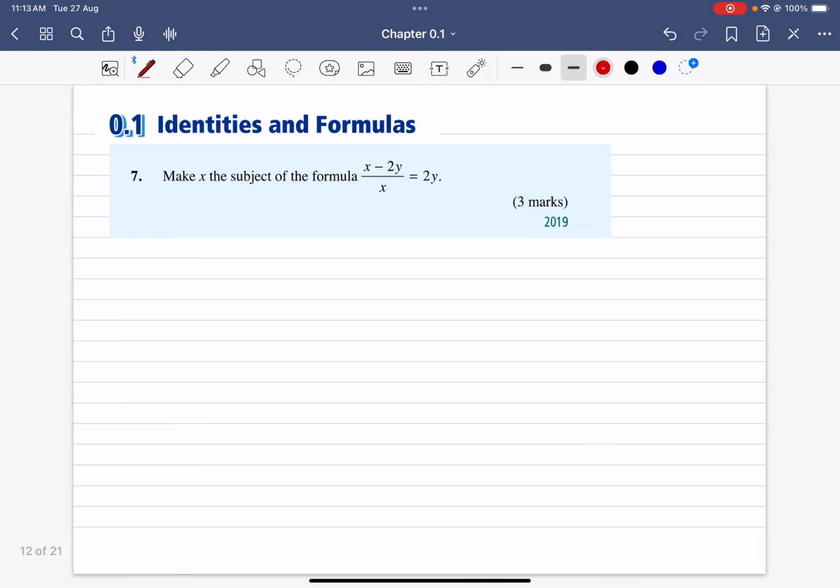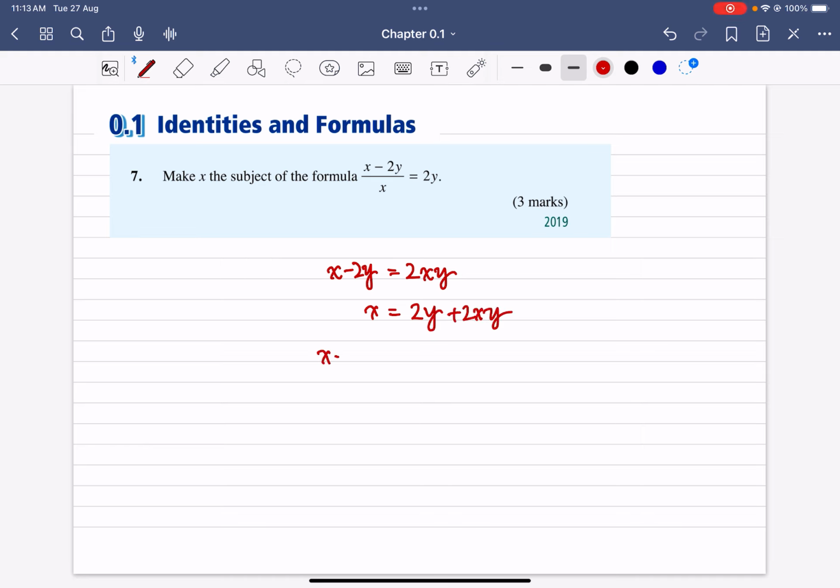How about this? You want to make x the subject, so x minus 2y over x. So you can move the x to the right hand side to get xy. And then I want x only. So what will I do? I can move 2y here.